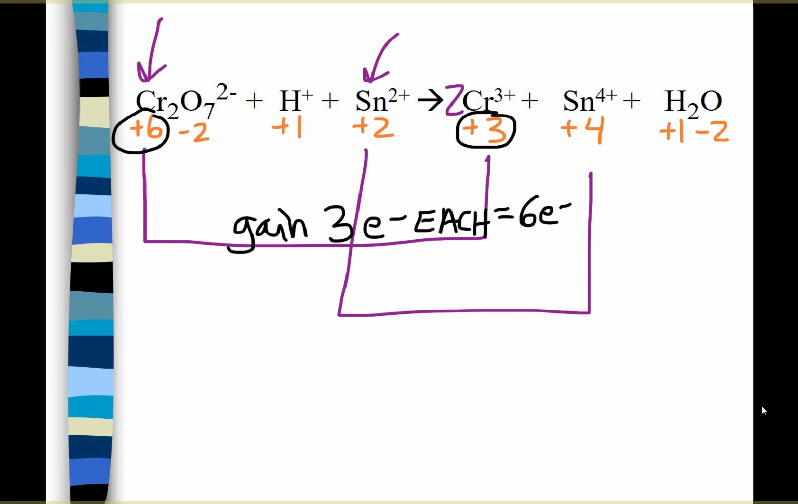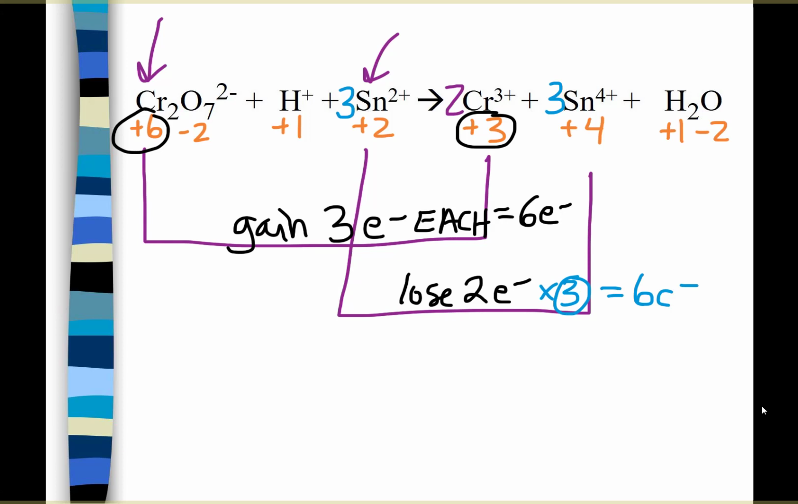Let's look over at the tin. So we have, going from a 2 to a 4, we are losing 2 electrons. And I only have 1 there, so I'm just losing a total of 2 electrons. Well, I can't gain 6 electrons and lose 2. They need to match. So I'm going to multiply this one by 3. And when I do that, I'm going to get 6 electrons. So take that 3 and follow your arrows, and I'm going to put a 3 in front here and a 3 in front here. All right, so now I've balanced my electrons. I'm gaining 6 and I'm losing 6. And I balance the ones that are oxidized and reduced.